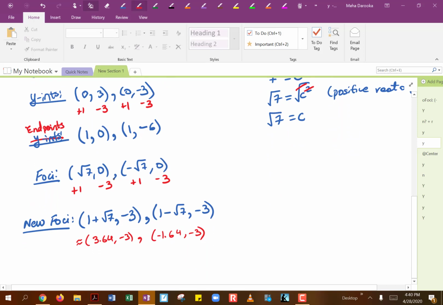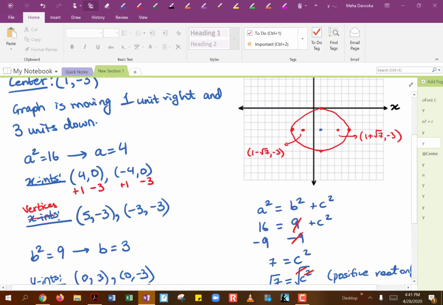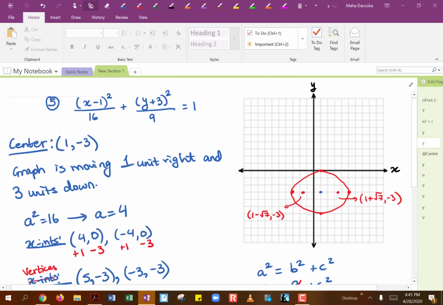Using that, we have our original foci at square root of 7, 0 and negative square root of 7, 0. Again, moving these 1 unit right and 3 units down, you get your new foci: 1 plus square root of 7, negative 3, and 1 minus square root of 7, negative 3. So every single point basically moves 1 unit to the right and 3 units down.